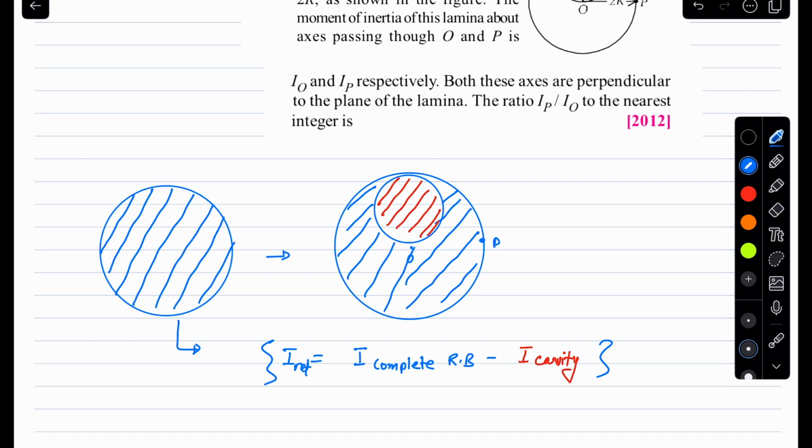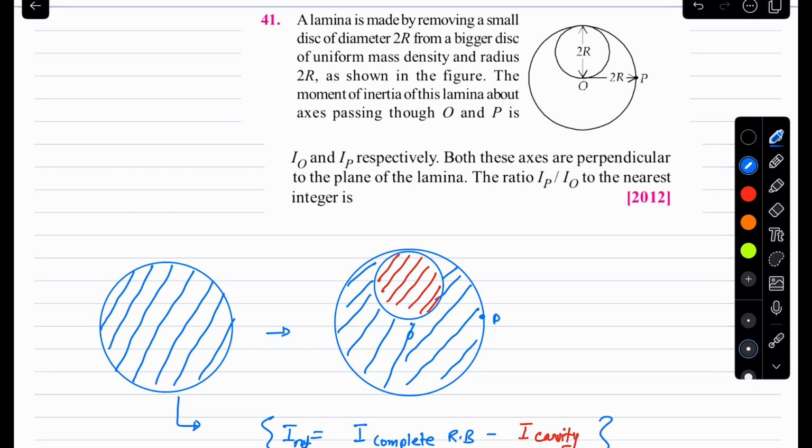Now for the I of the cavity, generally we will get the dimension, like here the diameter of this cavity is 2r, but we will not have the mass. That mass we need to figure out from the given information. How do we figure out that mass? From the mass density, because this object which is removed has the same mass density as the disk. Whatever the mass density sigma is here, the same mass density sigma will be there as well, but the area is different, so that's why the mass is going to be different.